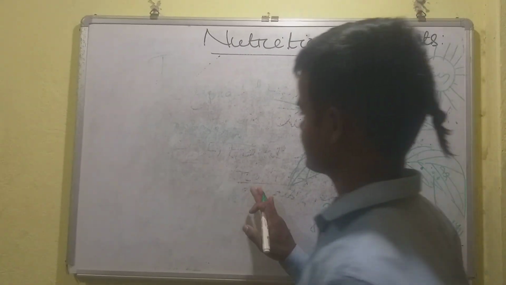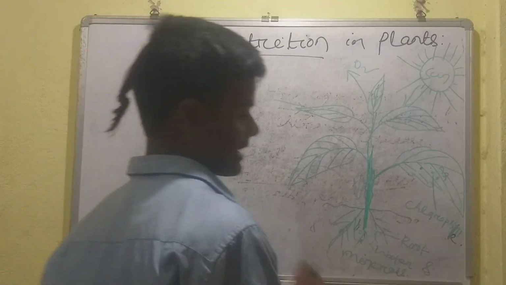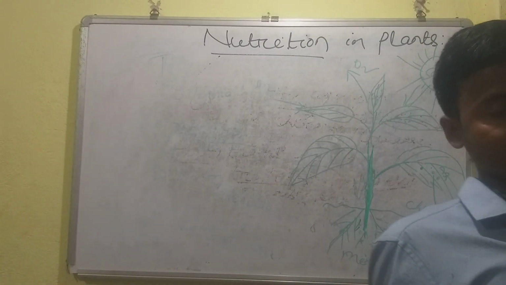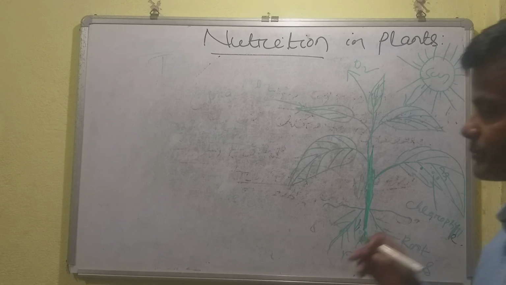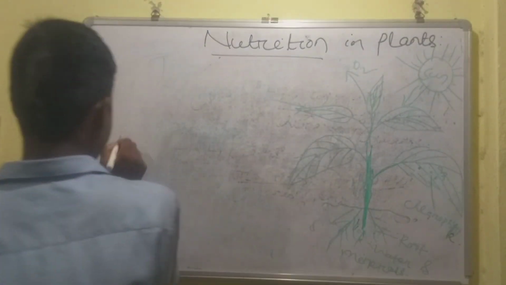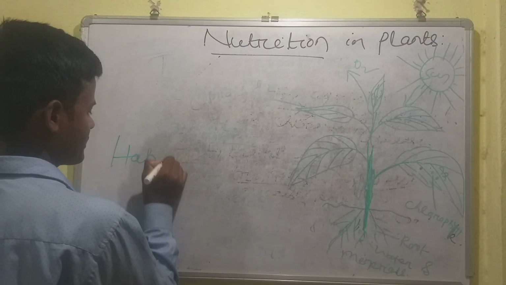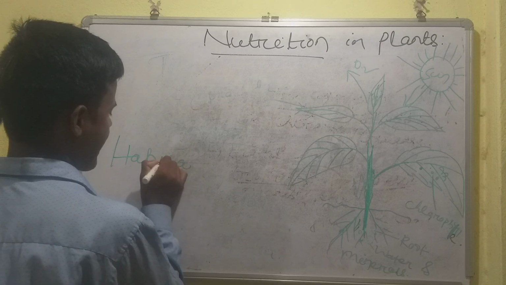There are many plants we use. I think every plant has some medicinal value. We use plants for medicines. And habitat. Importance of photosynthesis: habitat.